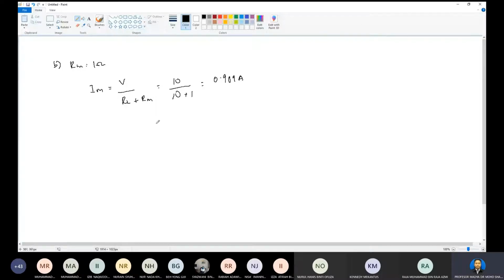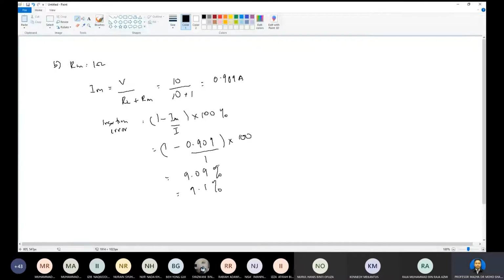Then calculate the insertion error with the same formula: 1 minus Im over I, multiplied by 100 because it is a percentage. The current Im calculated is 0.9009 divided by 1, multiplied by 100. So the answer will be 9.09 percent, equivalent to 9.1. You can check that the answer is correct. This is the insertion error for part B, if Rs equals 1 ohm. That is for question number 4.